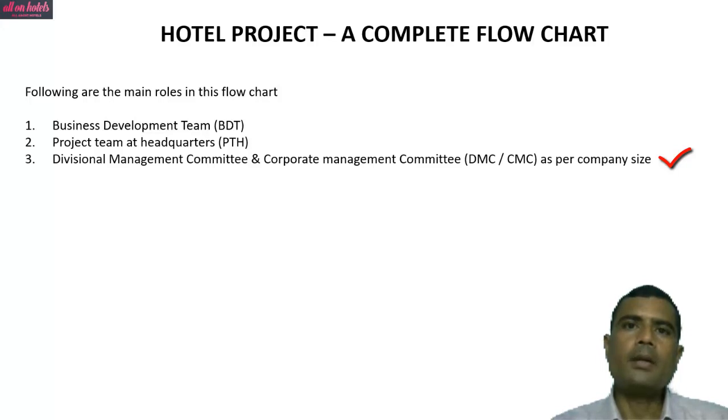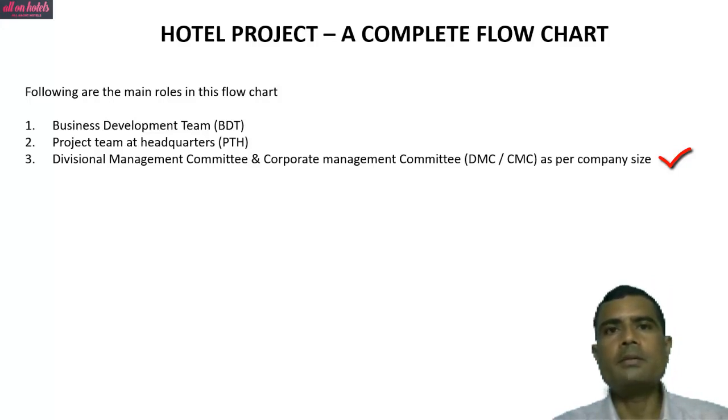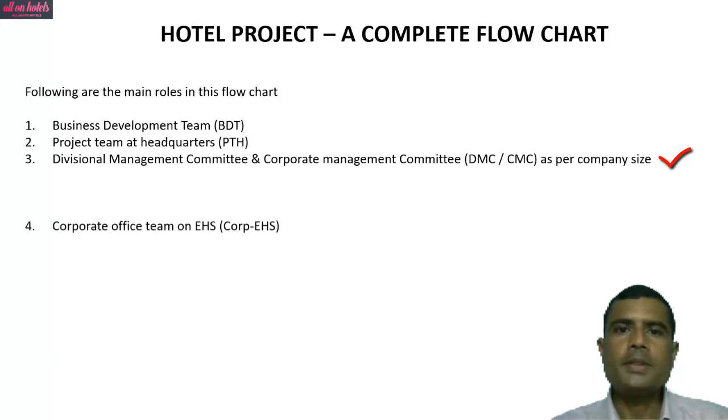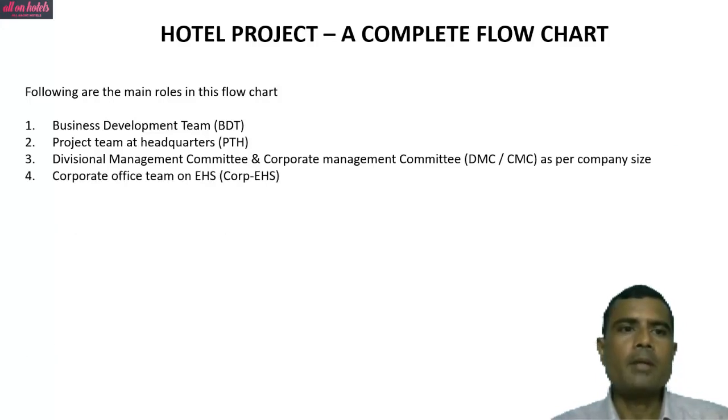Some companies may not have a corporate management committee. So divisional management committee means, if I have a medical equipment division, hotel division, or maybe agricultural division, this pertains to the hotel division. So DMC is divisional management committee.